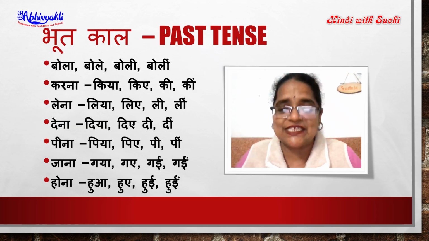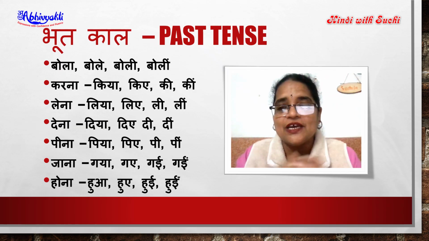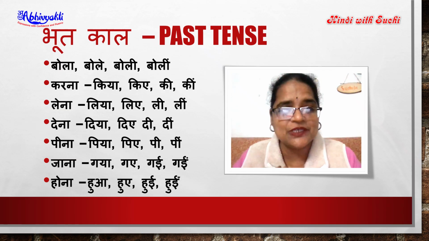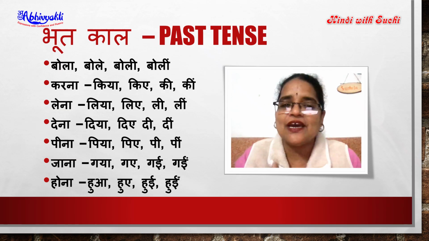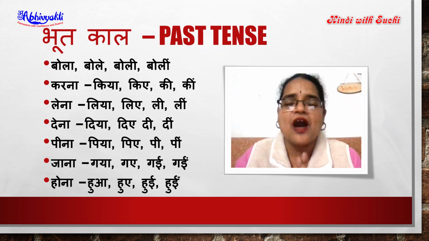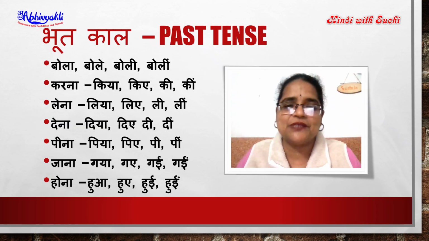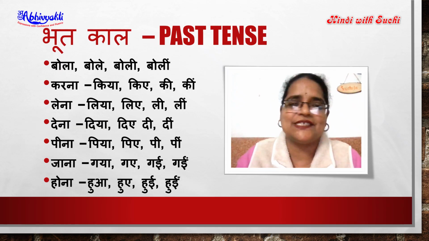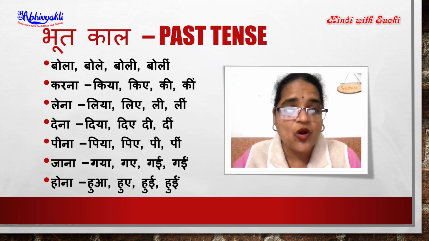But we have 6 irregular verbs. There is a detailed video about it, but let's have a recap here. Karna, lena, dena, pina, jana, and hona are the only irregular verbs in Hindi. And in the past tense, they take a very different form.